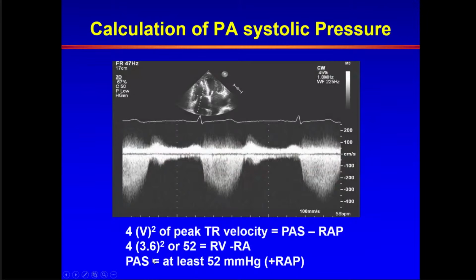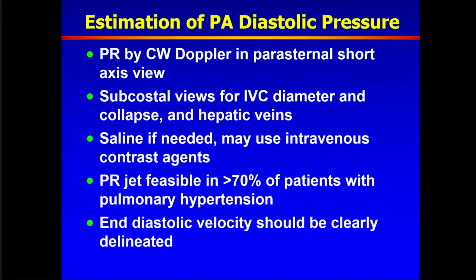We use the modified Bernoulli equation, as we talked about earlier in the year, and you add the right atrial pressure estimate. So in this case, before adding the RAP, the patient has a PA systolic of at least 52 millimeters mercury. Let's talk about PA diastolic. Here we rely on the pulmonary regurg jet by continuous wave Doppler in the parasternal short axis views. We still need an estimate of right atrial pressure. Again, saline will enhance this jet, as will ultrasound enhancing agents.